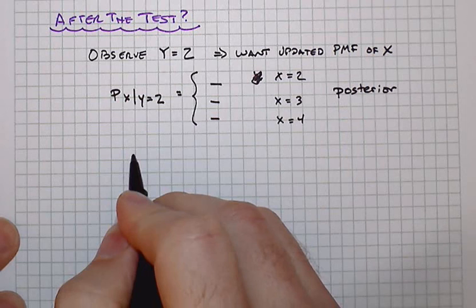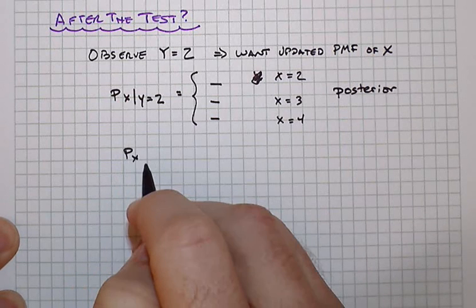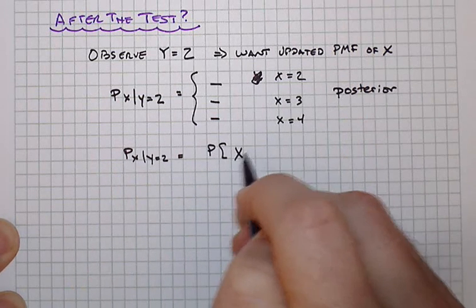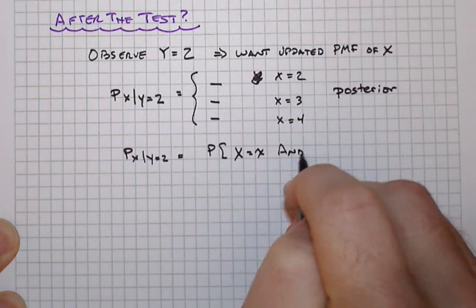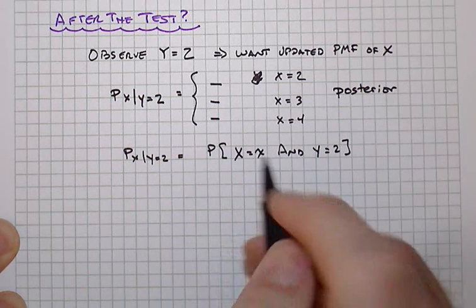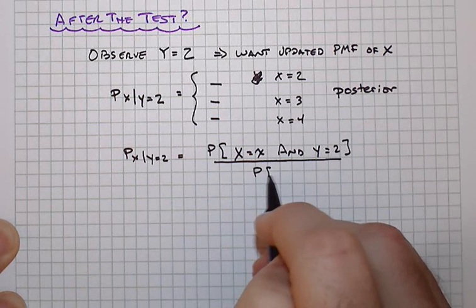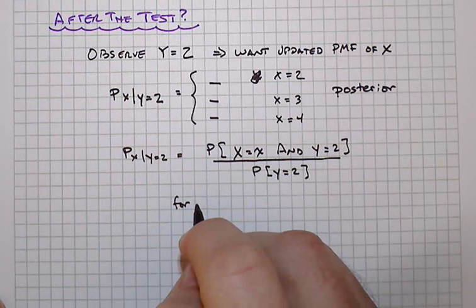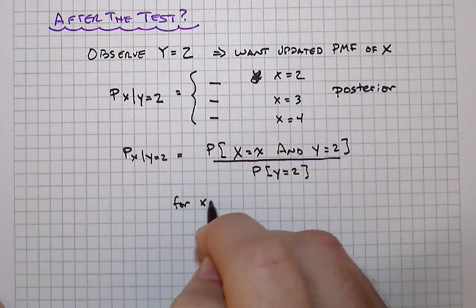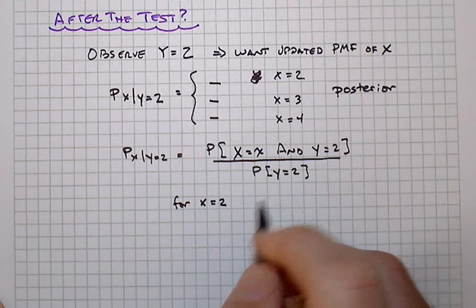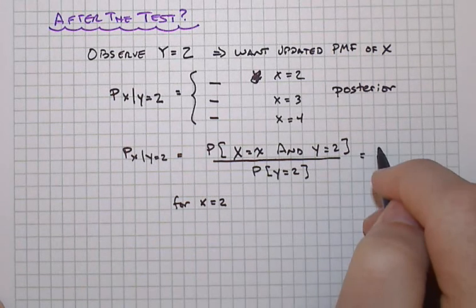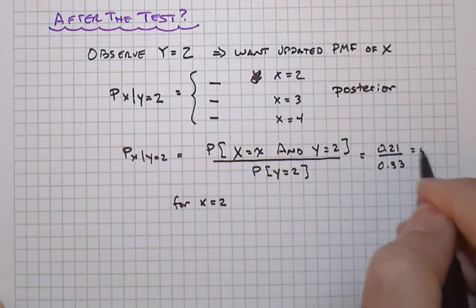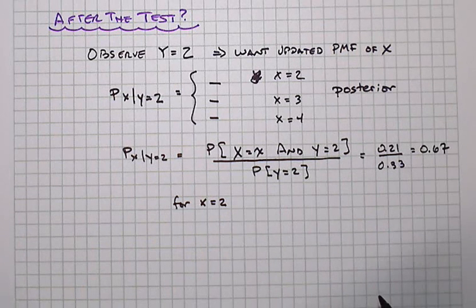Right? And really this is an application of Bayes' theorem, that we can look at this as the probability of x given y equal to 2 is equal to the probability of our x value taking on a specific value and y equaling 2, normalized over the space that y was equal to 2. So for x equaling 2, we know that the joint was 0.21, that's what we found before, and then we divide by the marginal of y, which is 0.33, and we divide through and we get 0.67.